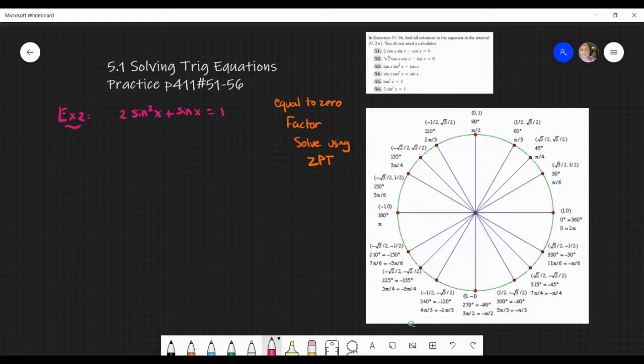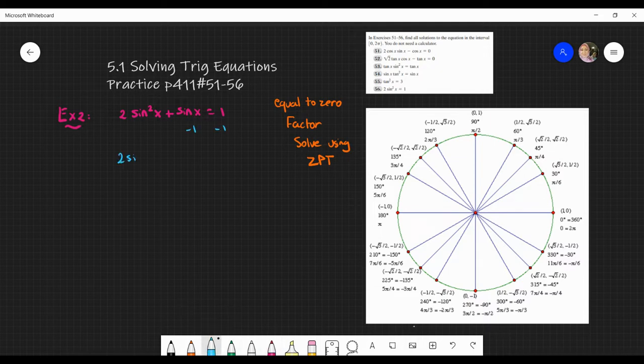Hi, in this video we're going to continue working on solving trig equations, section 1 of chapter 5, and this is video part 2. In part 1 we did an example where we had an equation, we equaled it to 0, factored, then solved. Now let's take a look at this second example and compare it to the first and see what's different. So first of all, if we want to equal this to 0, we have to subtract 1.